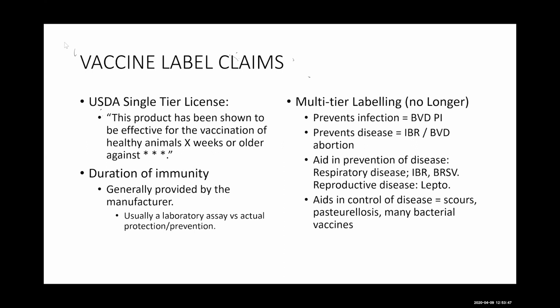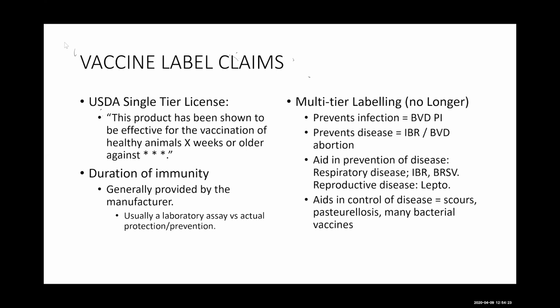The vaccines come with label claims of what they will do. On the right-hand side, there's a thing called multi-tier labeling. That is no longer used on the vaccines. It was considered way too confusing and didn't really cover the parameters. The label now says, and some of the companies are still in the process of changing their label, that this product has been shown to be effective for the vaccination of healthy animals X weeks of age or older against a given antigen.